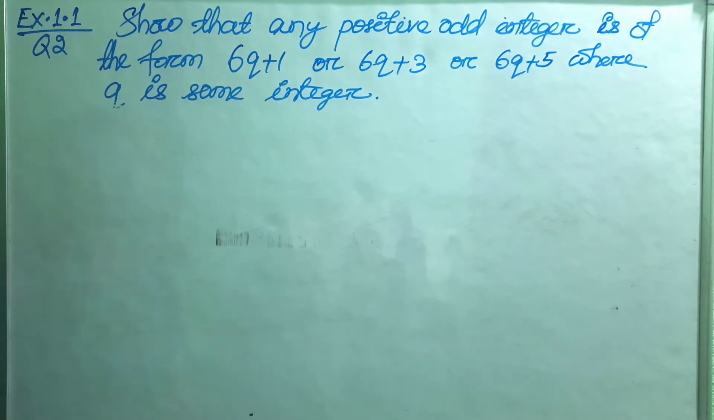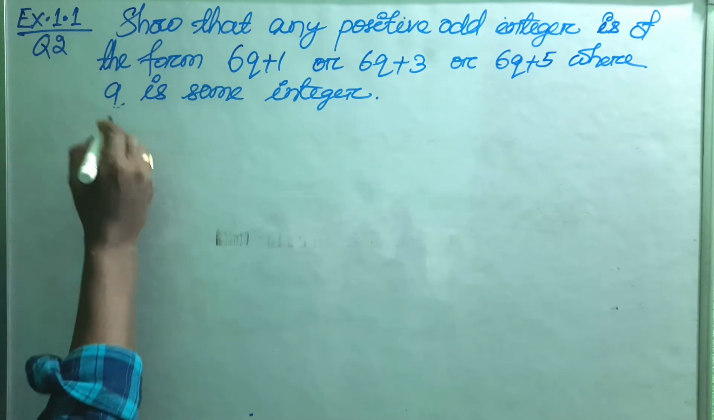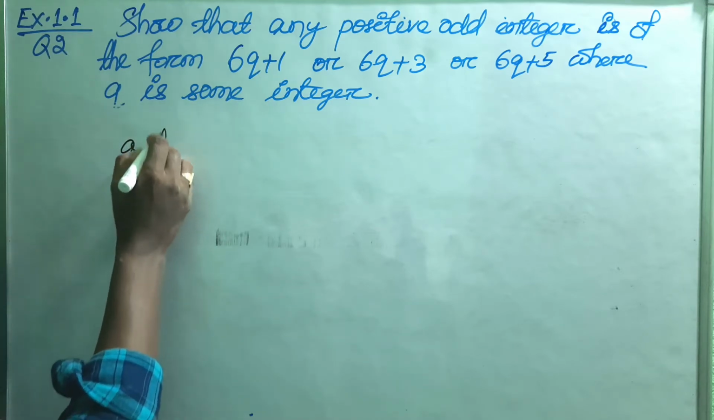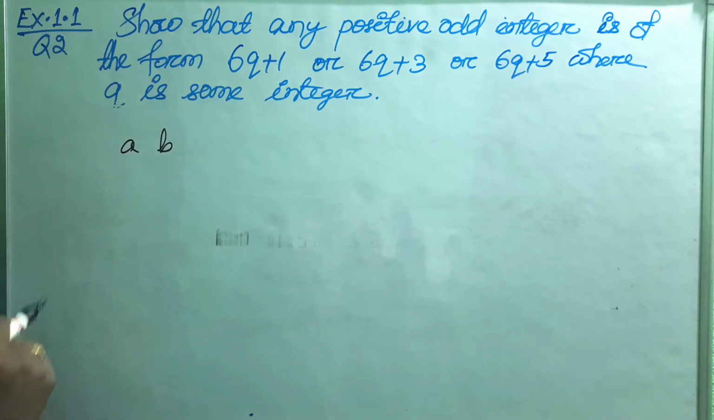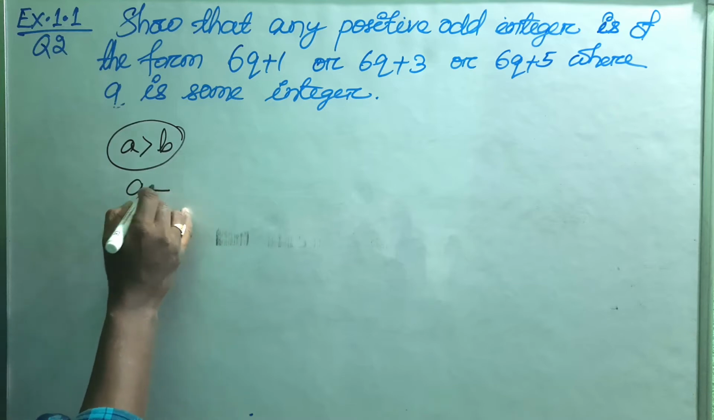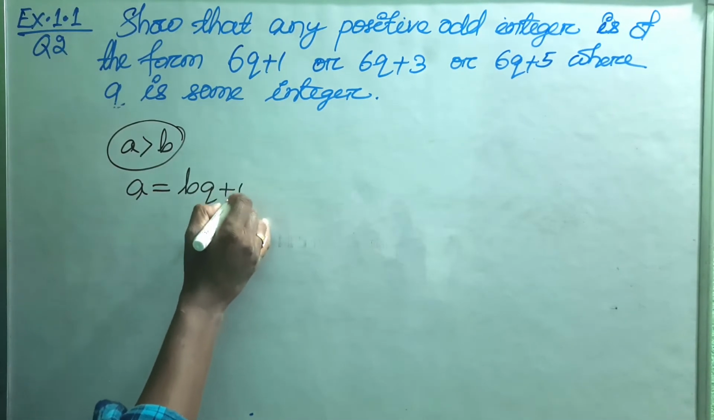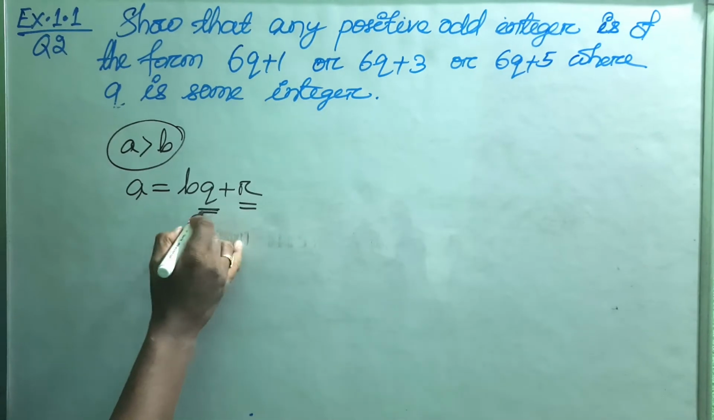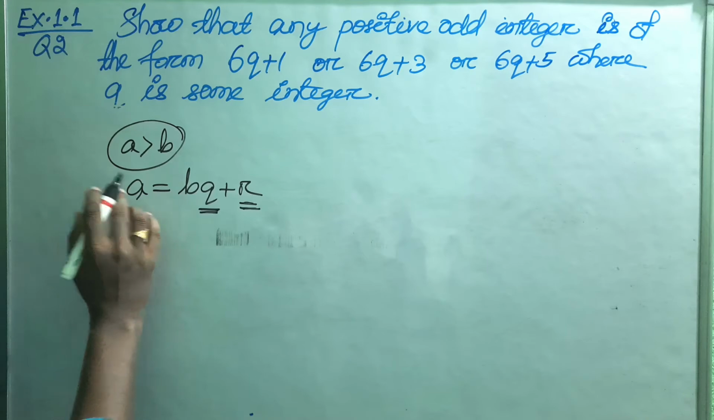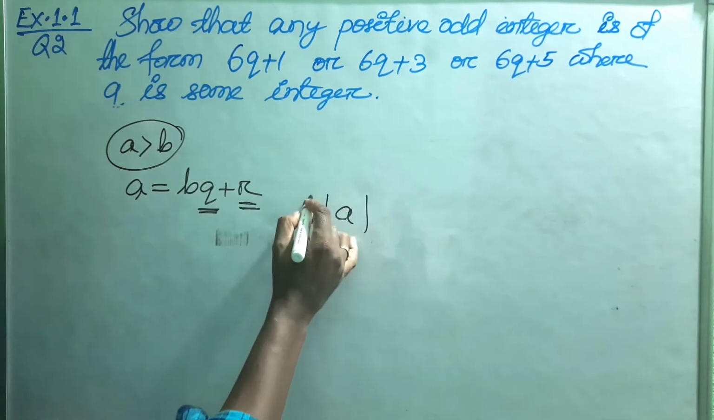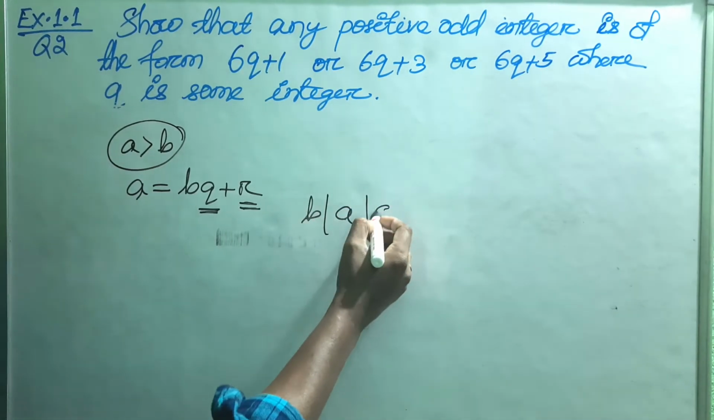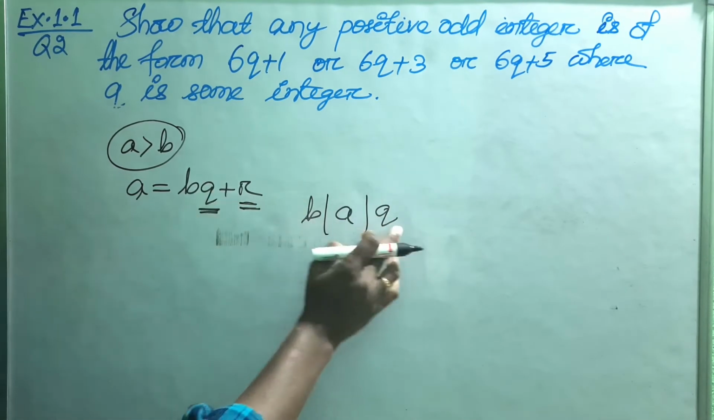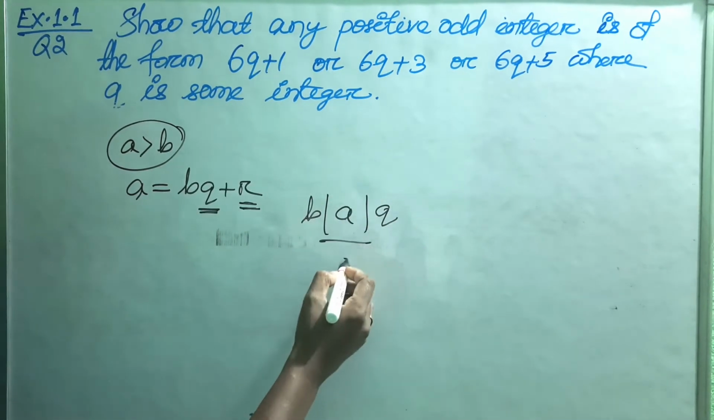Now how to prove? You know Euclid's division lemma. So what is Euclid's division lemma? Euclid's division lemma says if a and b are two positive integers where a is greater than b, then a can be expressed in the form bq plus r for some integers q and r. Here q is the quotient, r is the remainder, because if you divide a by b, you will get some quotient. So here the quotient has been taken as q and the remainder is r.